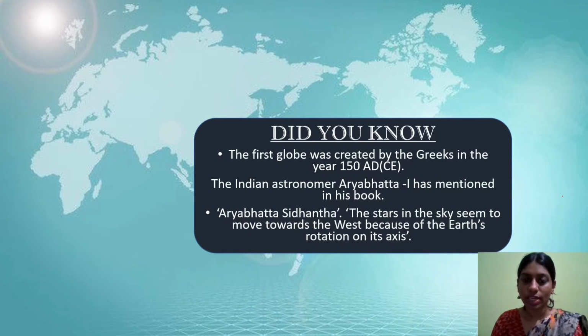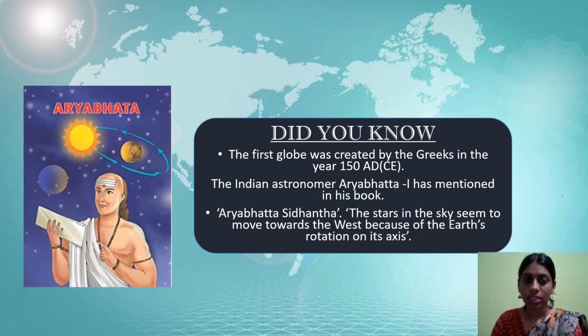So we will see another fact. The first globe was created by the Greeks in the year 150 AD. And an astronomer from India, who is he? Aryabhatta I, as mentioned in his book. So what has Aryabhatta said in his book? He has said that the stars in the sky seem to move towards the west because of the Earth's rotation on its axis. So Aryabhatta, the Indian astronomer, has told that the Earth moves from west because of its axis.